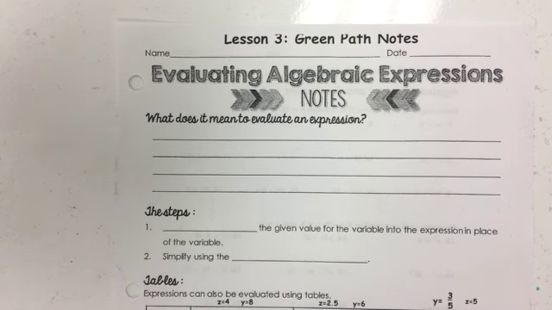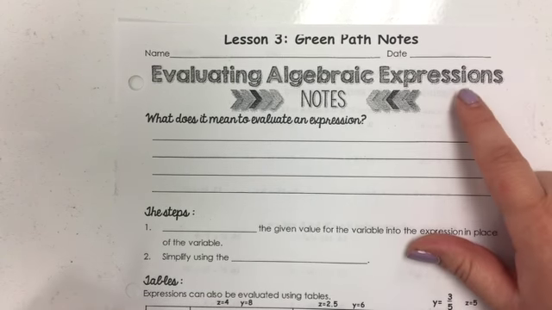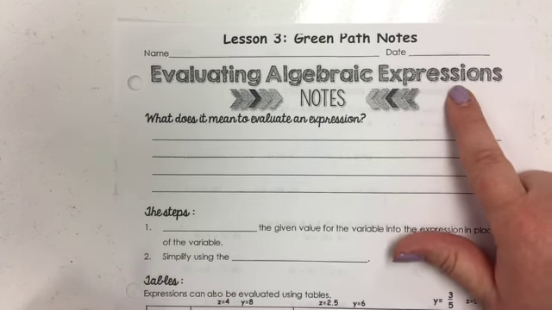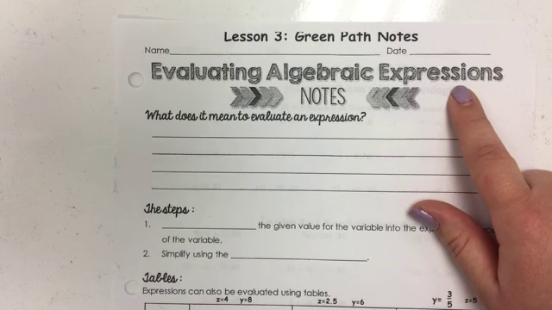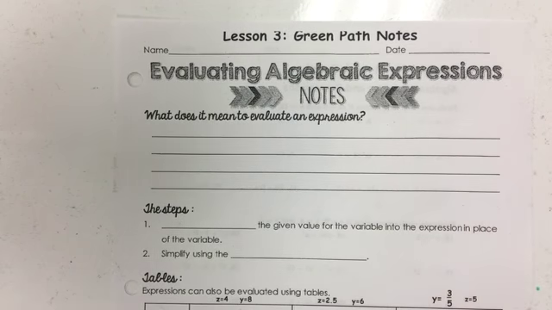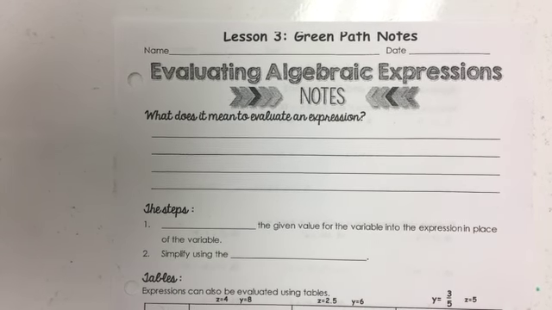All right, welcome to lesson 3 on evaluating algebraic expressions. So the first thing we have to ask ourselves is, let's talk about what is an expression. An expression is just a number sentence that includes operations, numbers, and sometimes variables. So for what we're looking at today, they are going to include variables, and we're going to have to figure out how we can solve for the solution to those expressions using missing numbers.